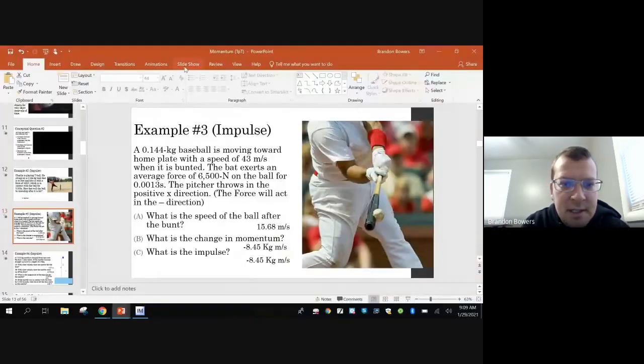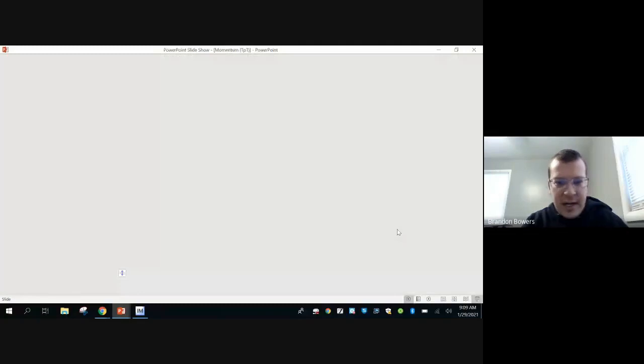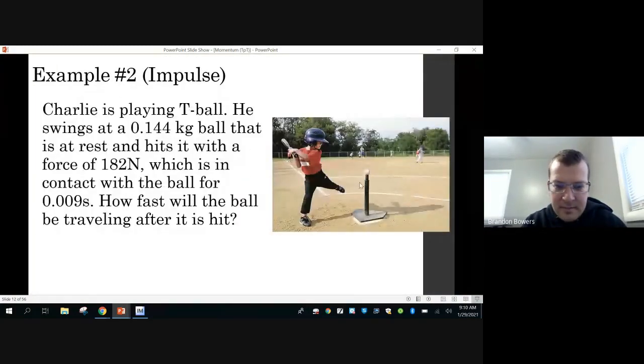Actually, I want to set up a slideshow. There we go. All right, we already did the T-ball kid, so let's look at a baseball player real quick.